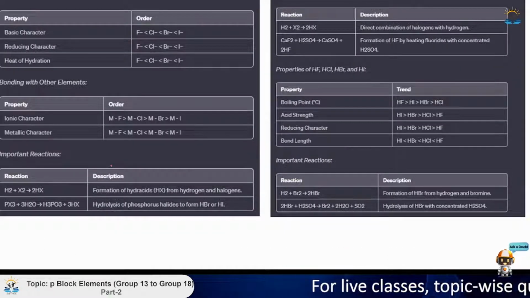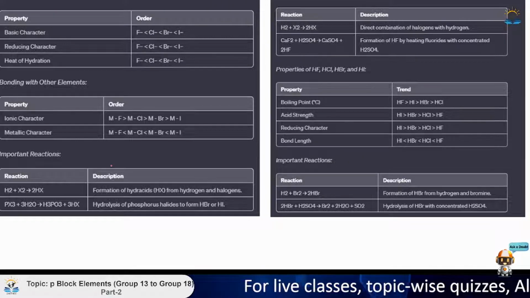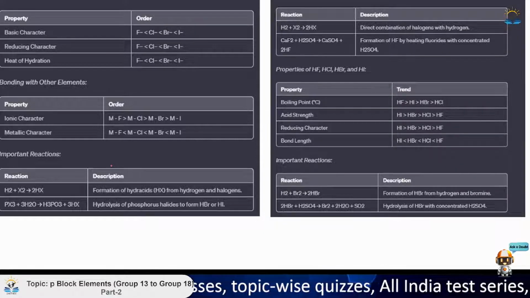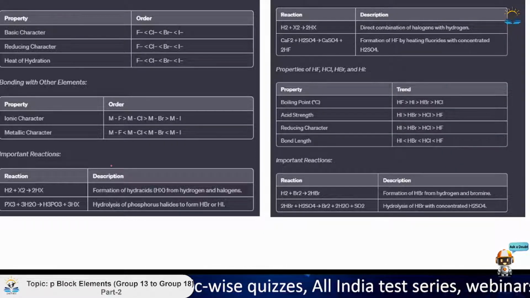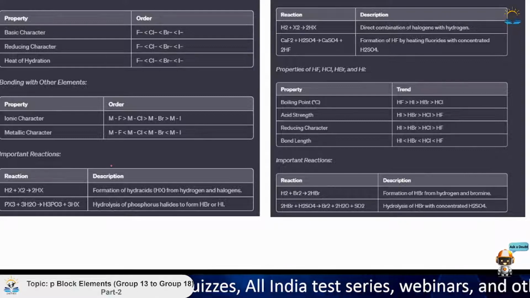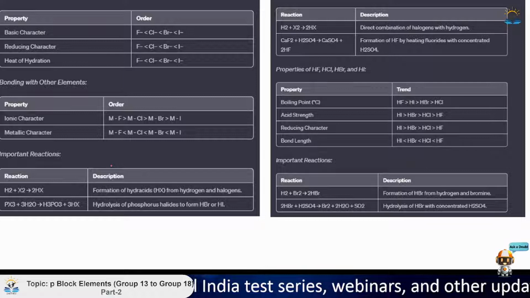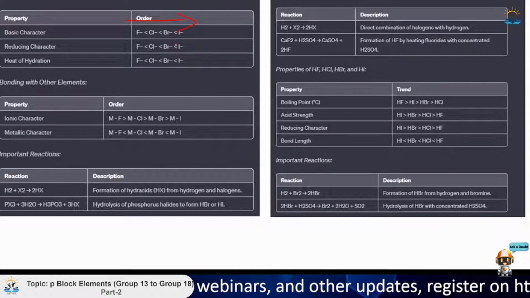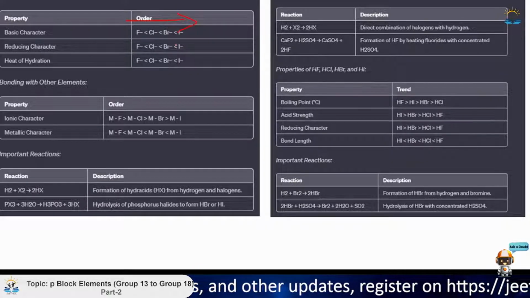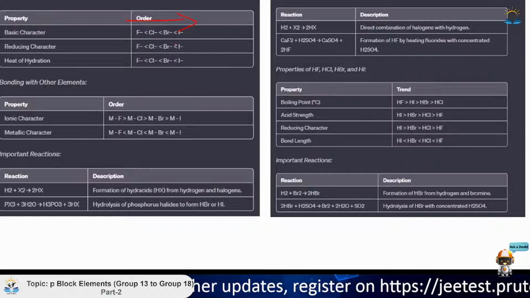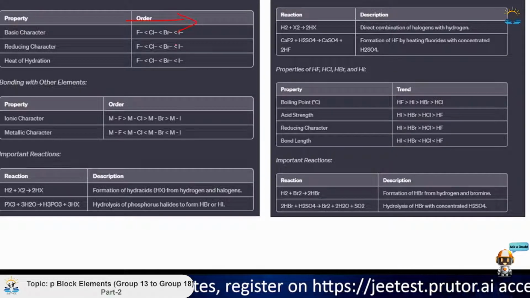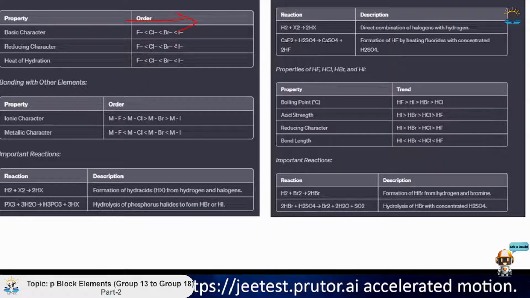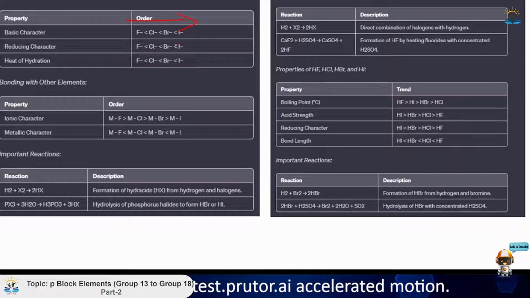Now, the basic character increases as we go from fluorine to iodine, and reducing character also. So you see, iodine is a better reducing agent than fluorine. And the heat evolved during hydration is more for iodine than for fluorine, so the order decreases from here to here. Similarly, if you compare bonding with other elements, where M is just some other element, you can see that the ionic character is pretty high for MF, that is, our metal and fluorine.